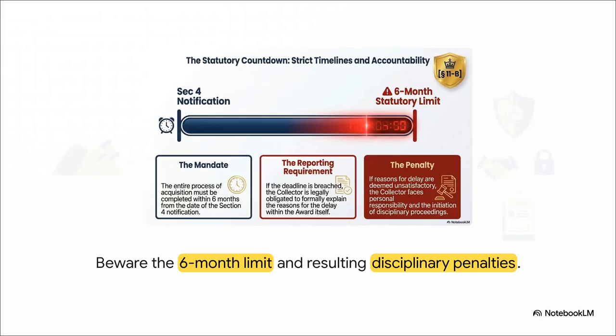And what happens if you breach that 6-month countdown? The consequences are honestly severe. If you miss the deadline and your reasons are deemed unsatisfactory, the collector is legally obligated to formally explain the delay right there within the award itself. And it gets worse. The collector faces personal responsibility and the potential initiation of disciplinary proceedings. So as an accounts officer, keeping a hawkeye on this deadline is absolutely a top priority.